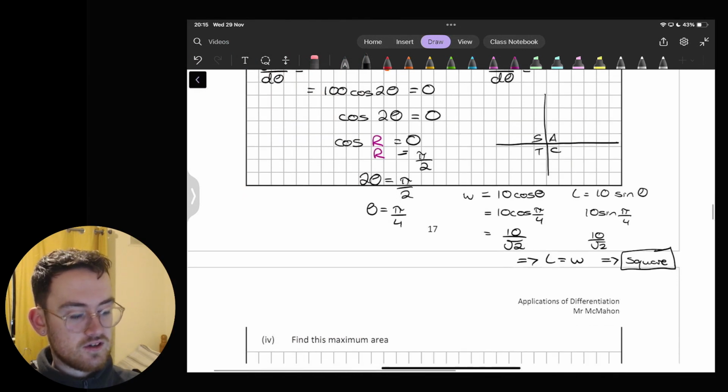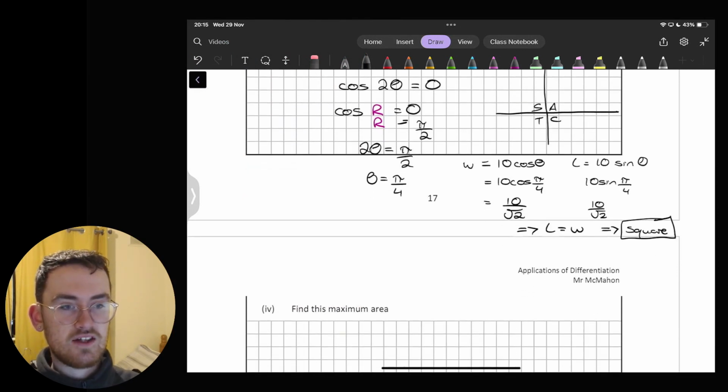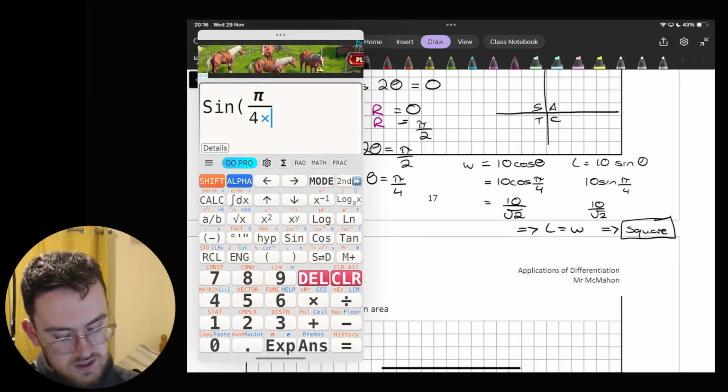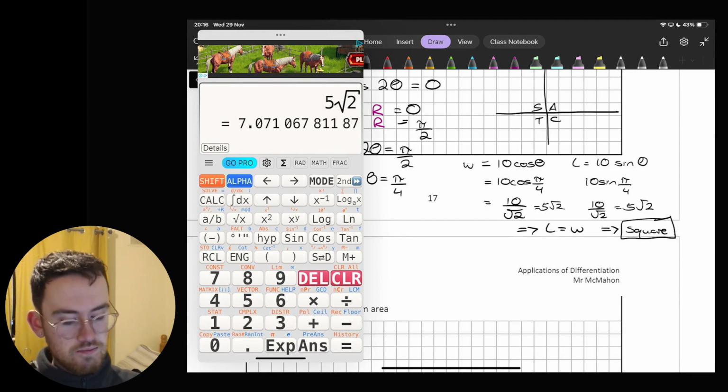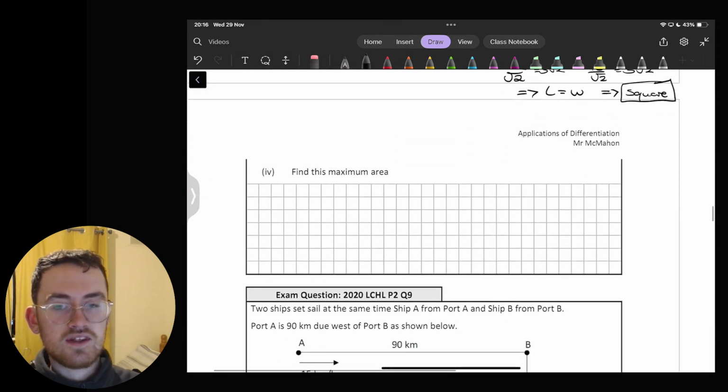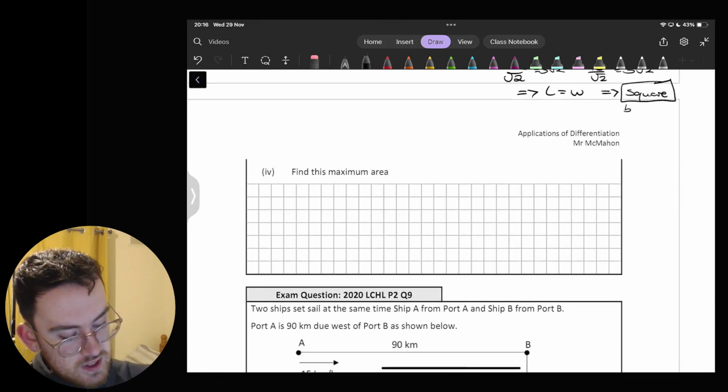Okay, so the length and width are equal, where they both have the same value, the 10 over root 2 there, or we could in fact simplify that down to 5 root 2 for both of those. But the same idea holds, just making a note that that is a square because both sides are equal.